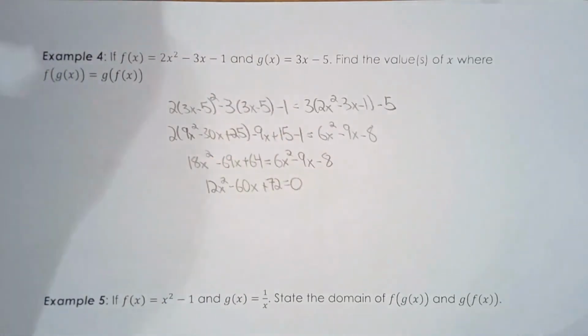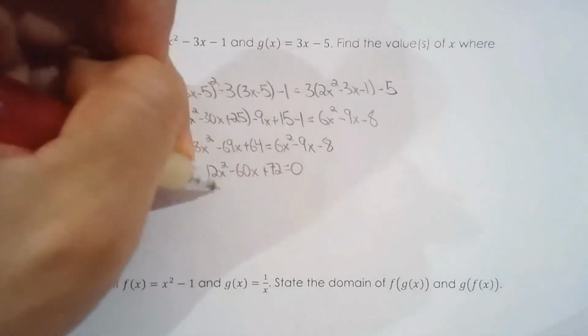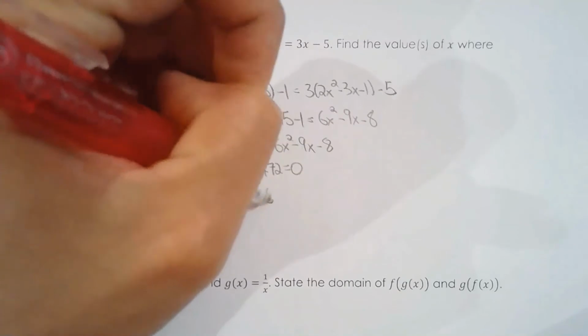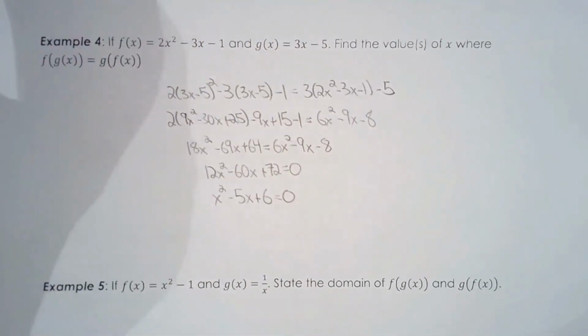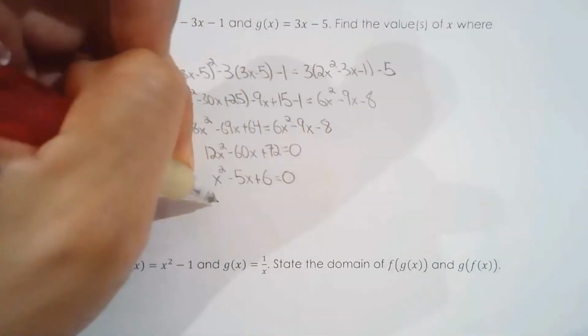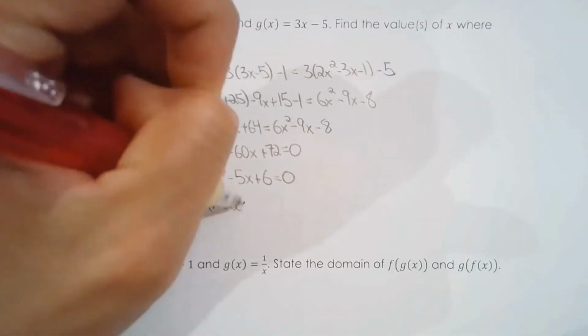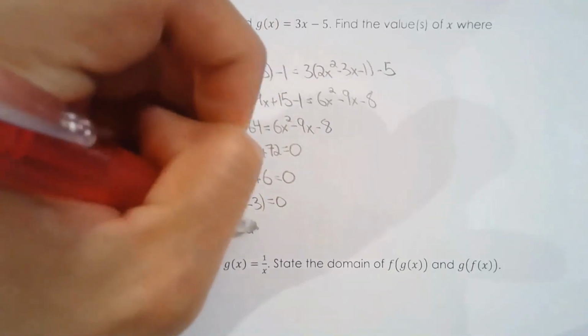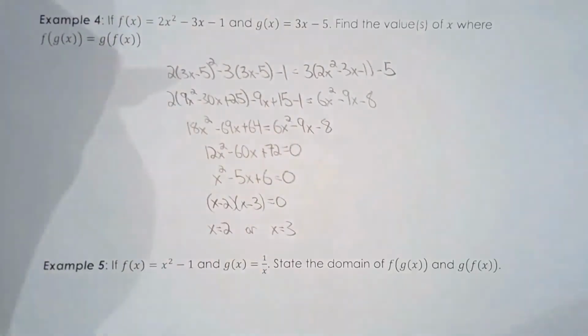Just making sure everything looks good. Divide everything by 12. Ooh, what do you know? It is factorable. Simple trinomial, what multiplies to 6 and adds to negative 5. Negative 2, negative 3. Beautiful. So x equals 2 or x equals 3 from the zero product property. And of course you can check. You can find f of g of 2 and g of f of 2, and f of g of 3 and g of f of 3.